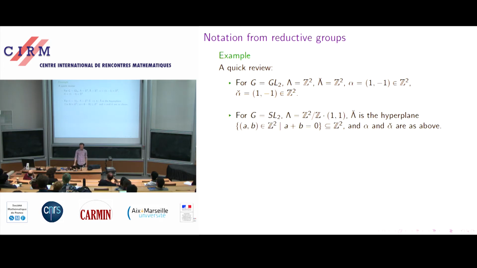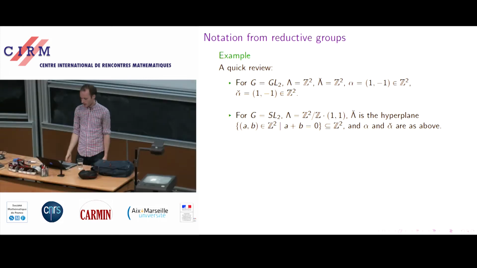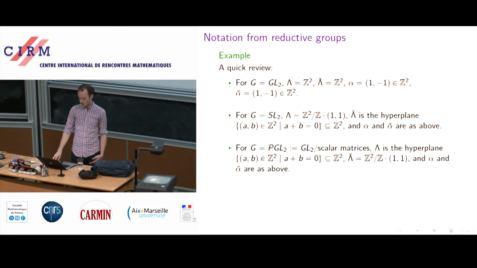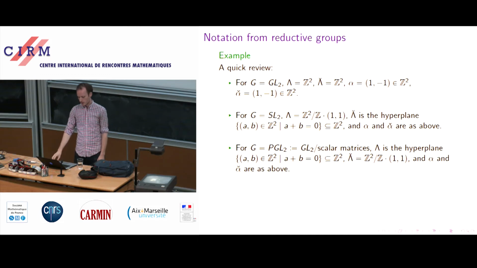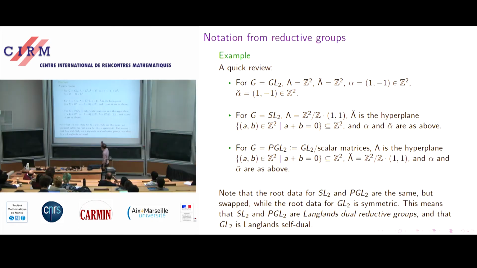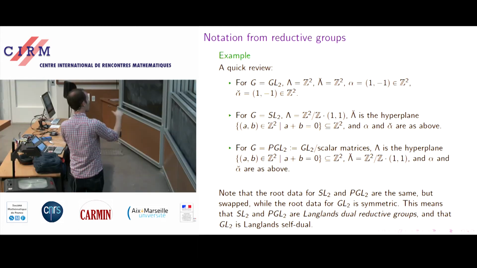And for SL2, the situation is somewhat similar, but a little bit more degenerate. You quotient by a line for the weights. You take a sub-hyperplane as the co-weights, and alpha and alpha check are the same. And for PGL2, it's basically the same, except now the weights are a sub and the co-weights are a quotient. So what you should notice is that for GL2, the picture is symmetric. For SL2 and PGL2, you swap the roles of the roots and co-roots and the weights and co-weights. And that's what Langlands duality for reductive groups is. That is how it's characterized.